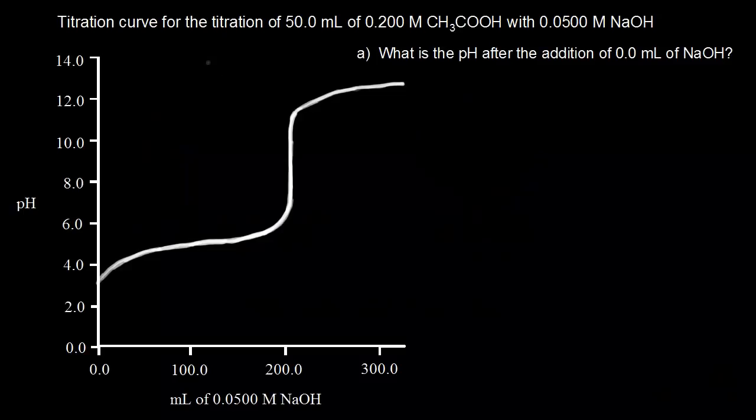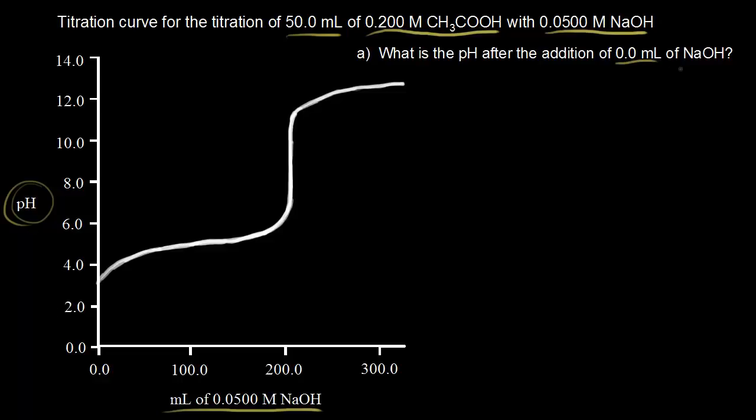Here we have a titration curve for the titration of 50 milliliters of 0.200 molar acetic acid. And to our acidic solution, we're adding some 0.0500 molar sodium hydroxide. So once again, we're putting pH on the y-axis, and down here on the x-axis is the milliliters of base that we are adding. So in part A, what is the pH before you've added any base, right? So the addition of 0.0 mLs of sodium hydroxide.